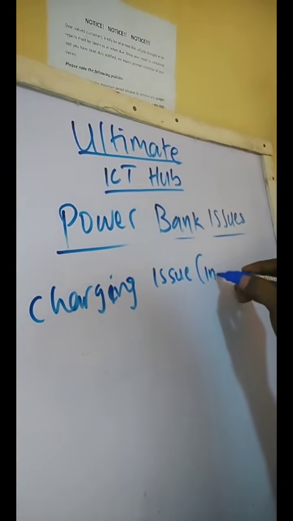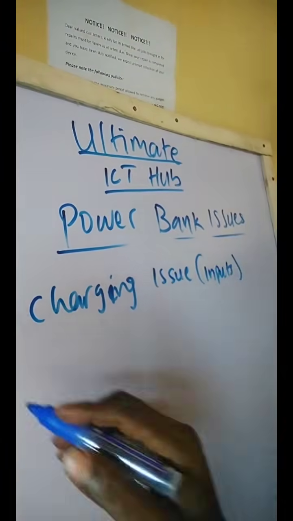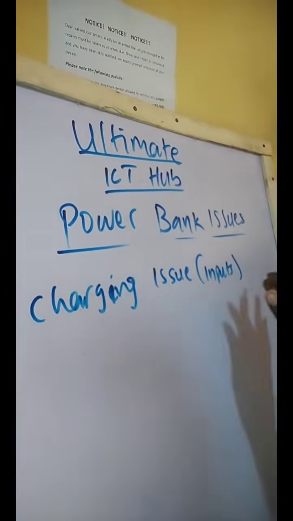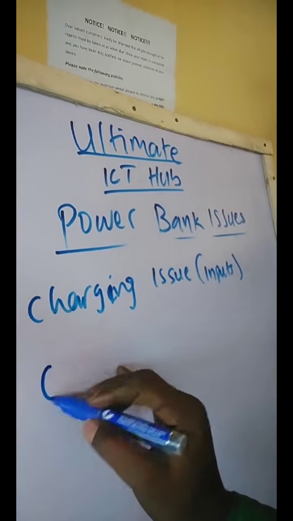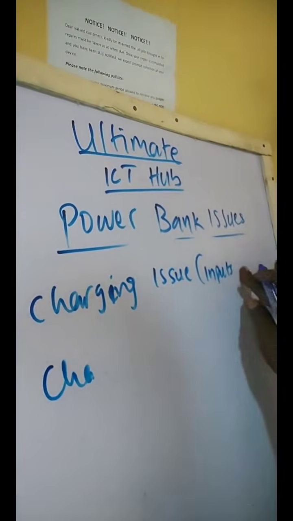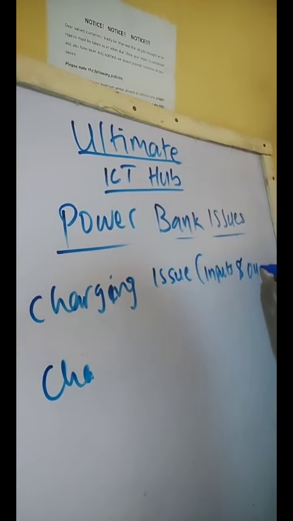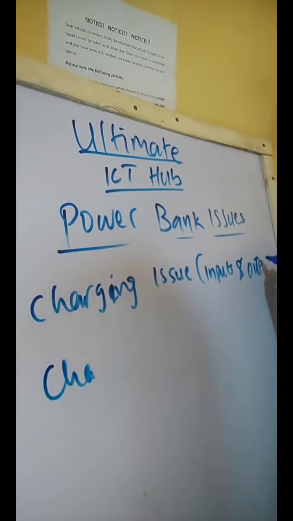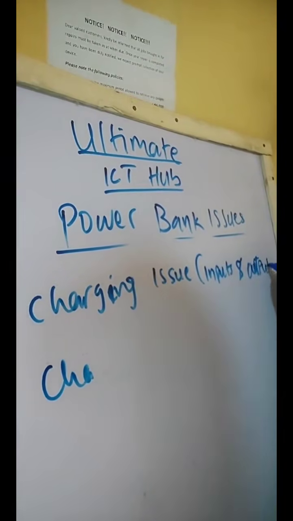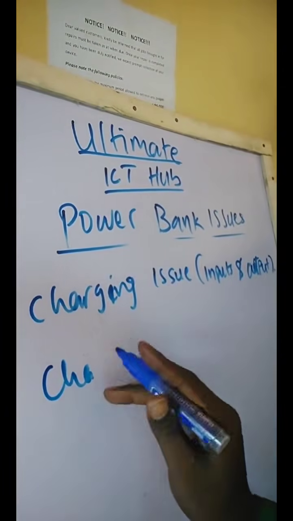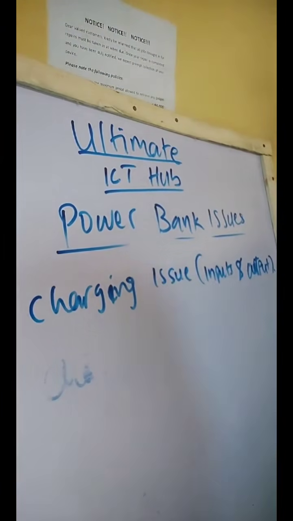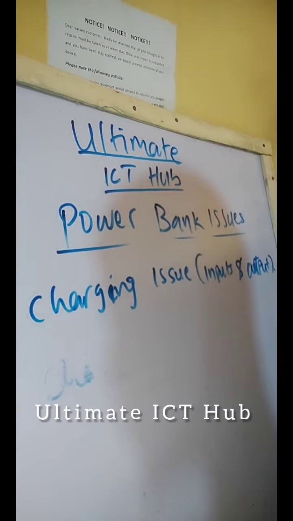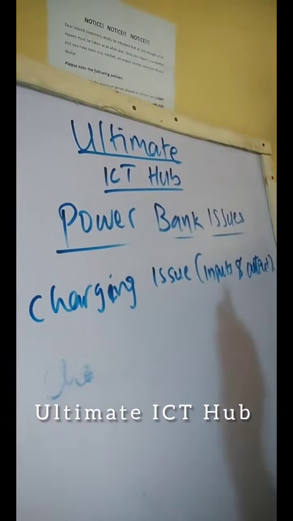Number one, input. Number two, these are the things we're going to be talking about. Charging issue, then charging, inputs and outputs. Do you understand? Outputs. So any related issue with the charging section, input and outputs.